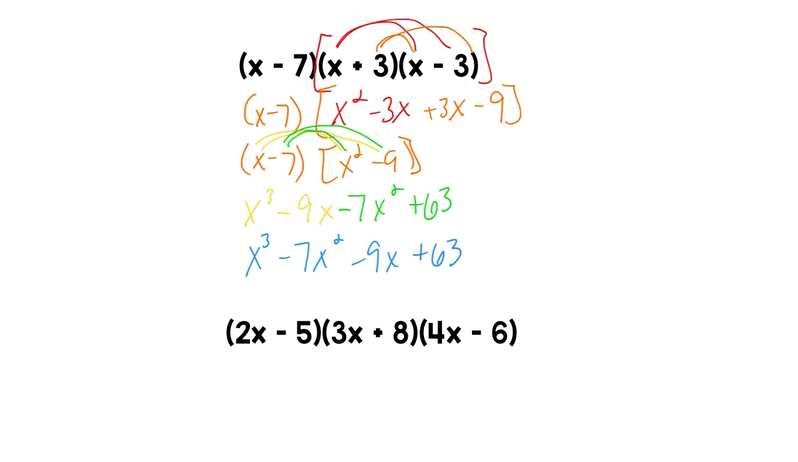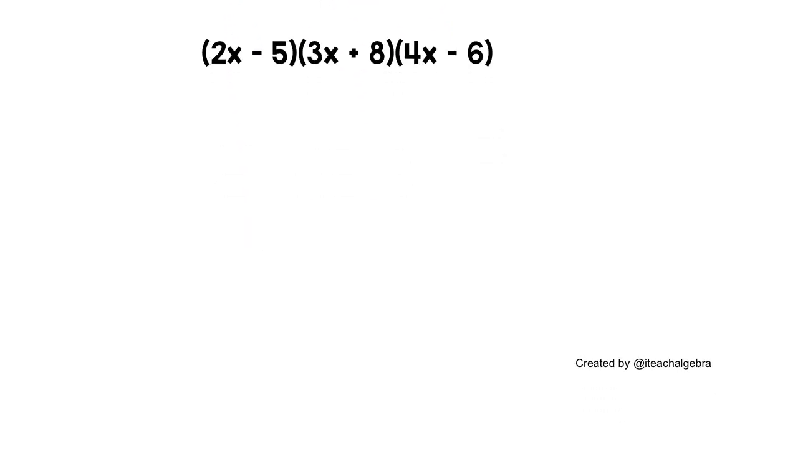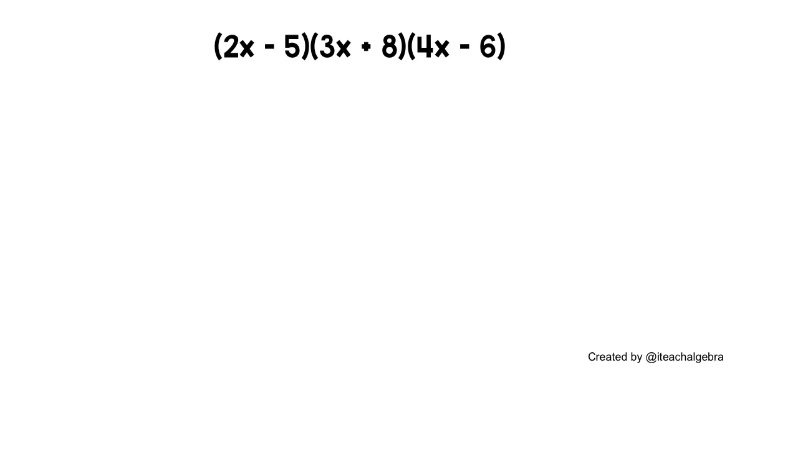So the order does not matter. You can multiply any two parentheses together that you want, and you'll always get the same answer as long as you don't forget that third polynomial. So multiply this last set in whatever order you need to, and then check back for your answer.